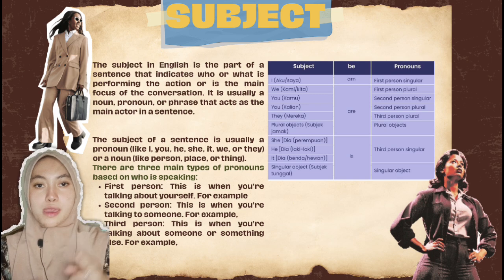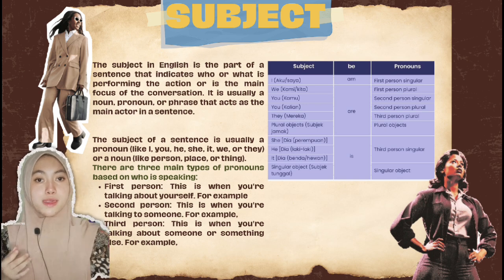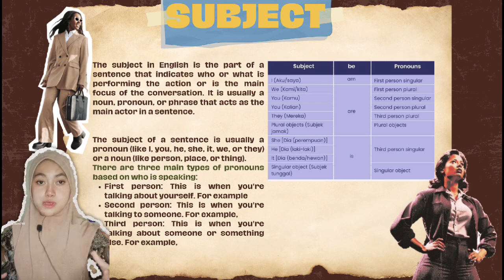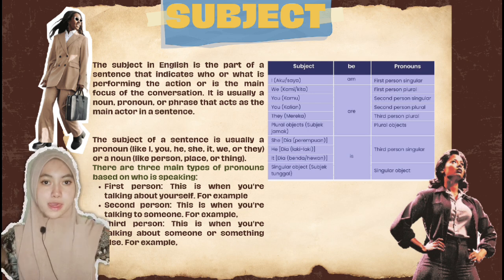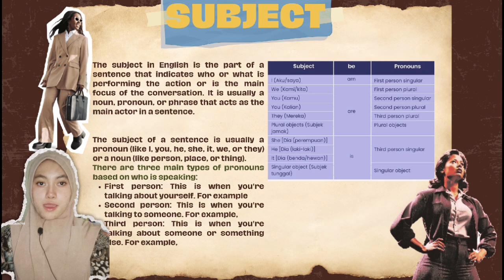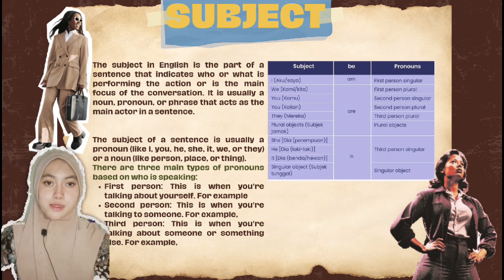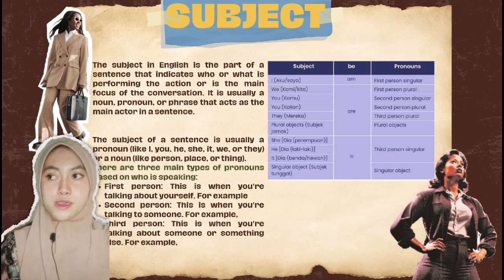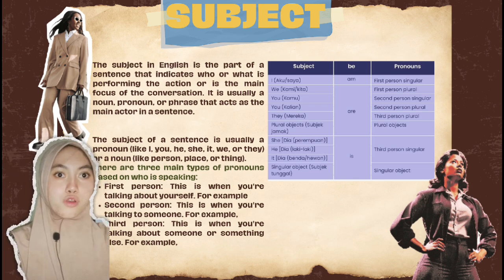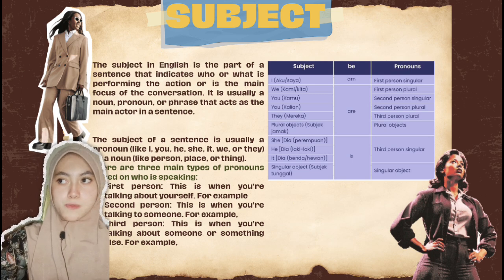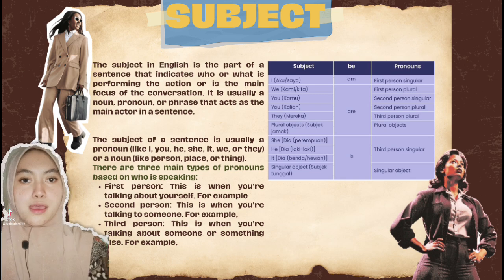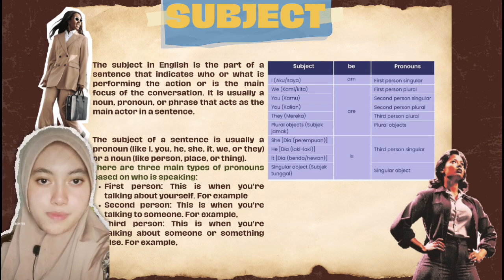And then the last one is she, he, it, which have the same to be. The pronouns she, he, it have to be is, like she is, he is, it is. It is a kind of third person. For example, she is reading, he is watching, it is jumping, like that. Okay, next.